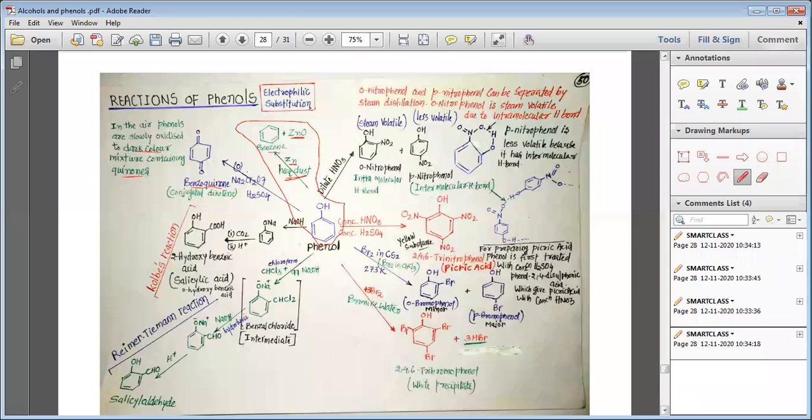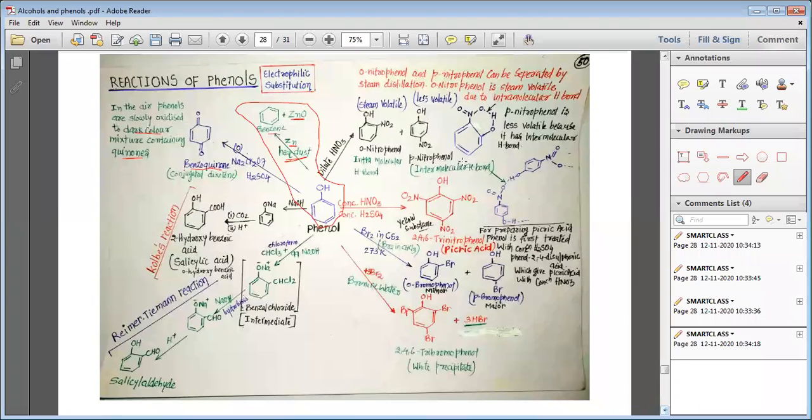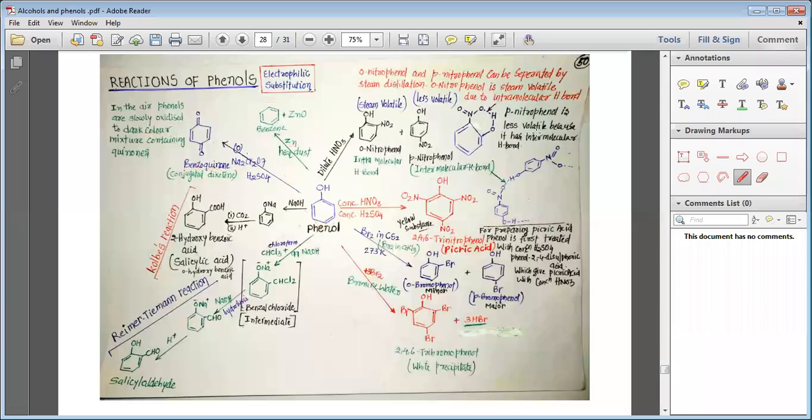Okay. So now you can see all the reactions of phenol on the same page, so that we can easily revise and study them well. You must have seen that we have studied all the reactions. We have studied nitration, we have studied bromination, which is also known as halogenation, the Reimer-Tiemann reaction, the Kolbe reaction, the oxidation of phenol, and then the reduction of phenol. All these reactions are nothing but the electrophilic substitution reactions of phenol. So I hope, my dear students, you have understood everything. If you have any doubt, you can ask me.